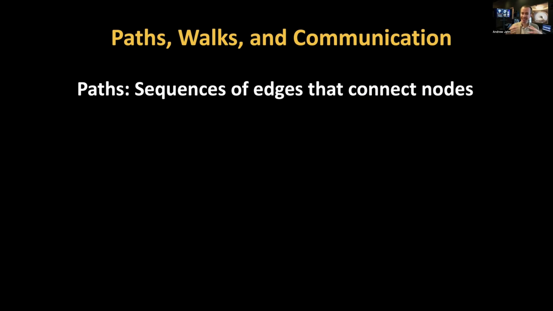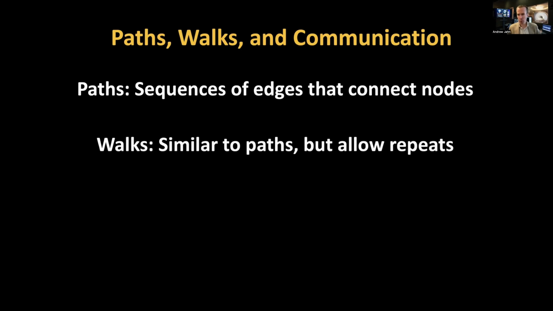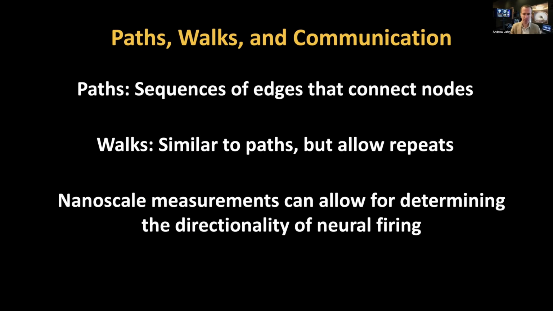Now, a path is a sequence of edges. You chain them together. One edge leads to another node, then another node, then another node. That's some kind of path, a unique set of edges that it needs to traverse in order to connect two nodes. And a walk is similar to a path, but it allows repeats. You can go back, then forward again. You can traverse the same edge multiple times. Whereas with paths, there's a unique set of edges that you can traverse.